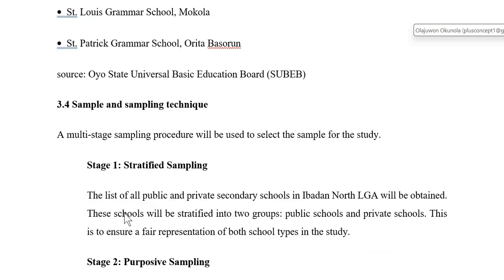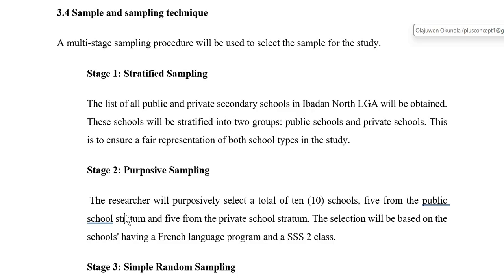Now we have different stages of sampling techniques there. We have stratified sampling, and when we are talking about stratified sampling, it shows that we have two different groups that we want to separate. Here, the stratified groups that we have are public schools and private schools, and that's why the researcher is introducing stratified sampling, because that means we have two strata, private and public school. Out of the 10 secondary schools, the researcher is going to deal with both private and public schools.